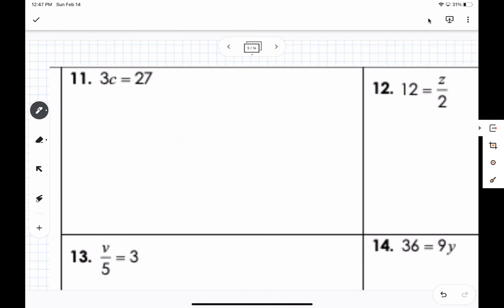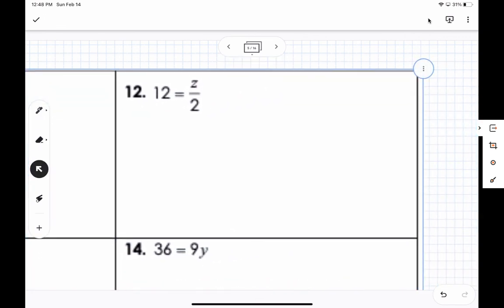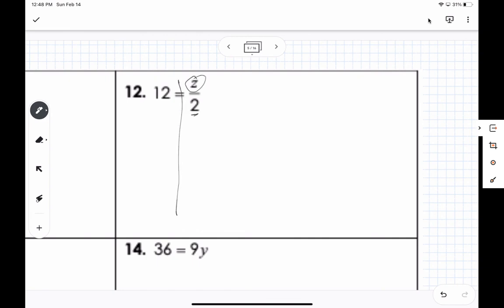All right, let's try number 12. Go. Okay, Z is what I want by itself. 2 is what I need gone. It's being divided, so I'm going to multiply. Z equals 24.